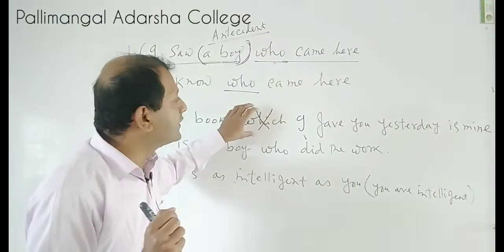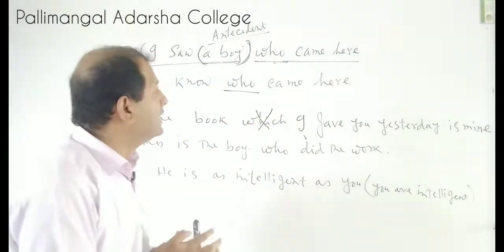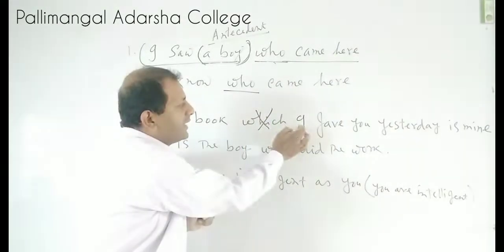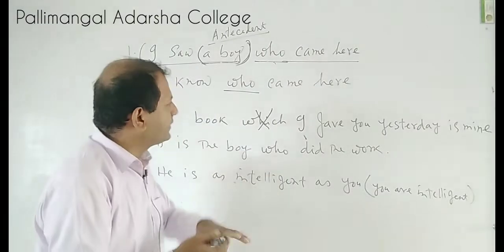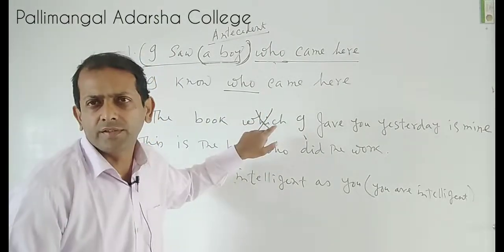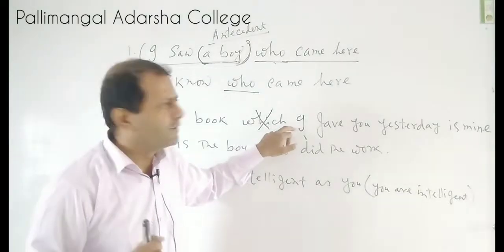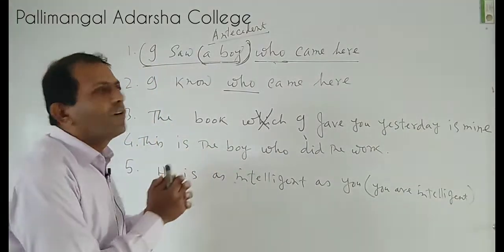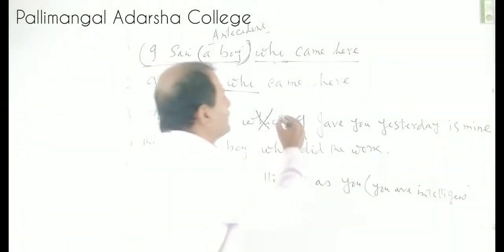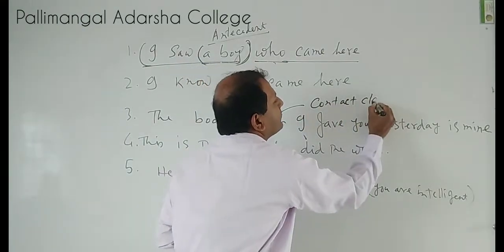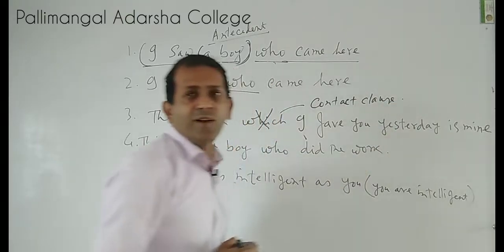Okay, so this process can be done only when you have a subject after the connector. If there is no subject, you cannot remove this connector from the sentence. So a subject after the connector is a must. In this case, this is called what? Contact clause. This is called contact clause.